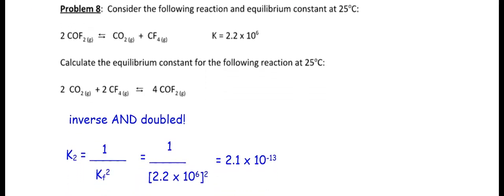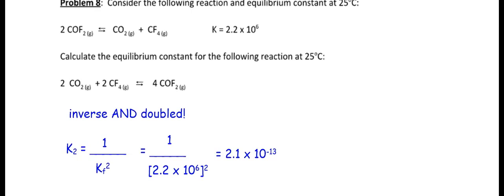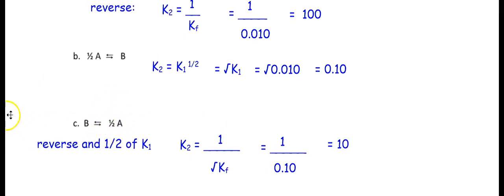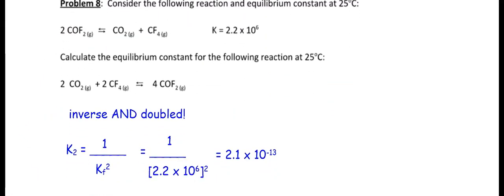All right, this is what I got. K2 is equal to 1 over K of the initial forward, I guess you'd call it, squared. Why? Because it's doubled. Up above, we've been taking things to the halves because we multiplied everything by a half. Here, we multiply it by 2, so you're going to square it. So it's 1 over 2.2 times 10 to the 6th squared. You can get 2.1 times 10 to the negative 13th.